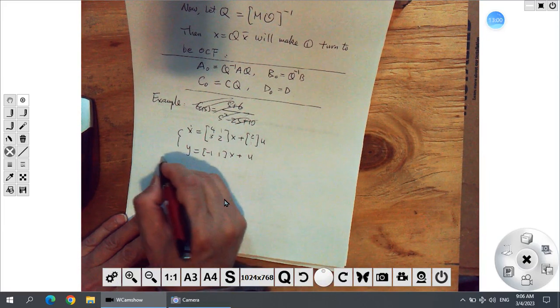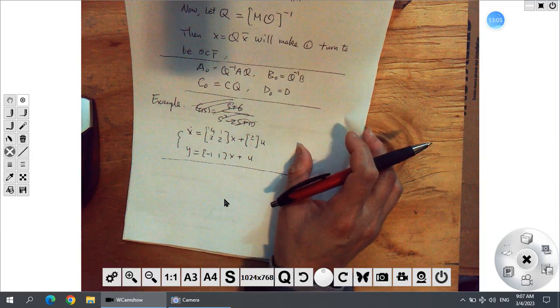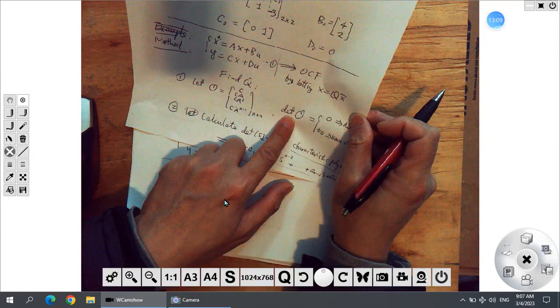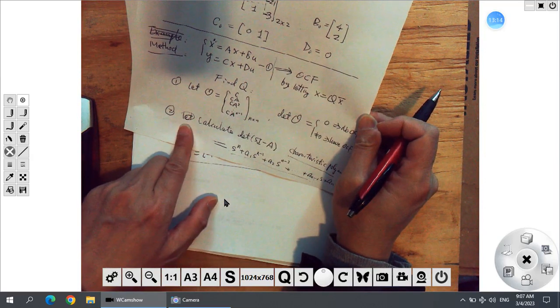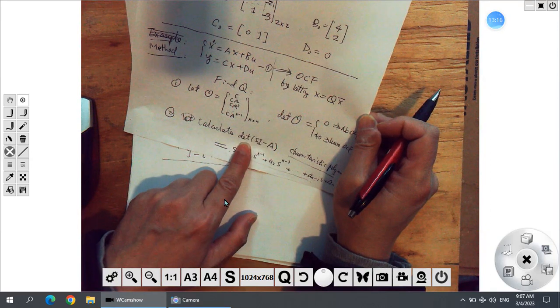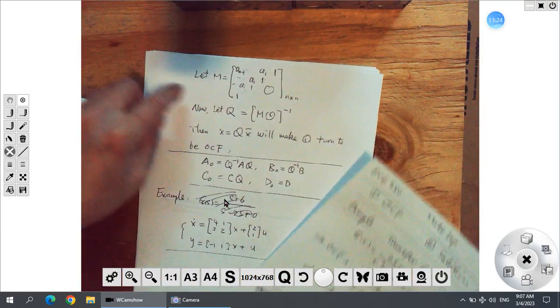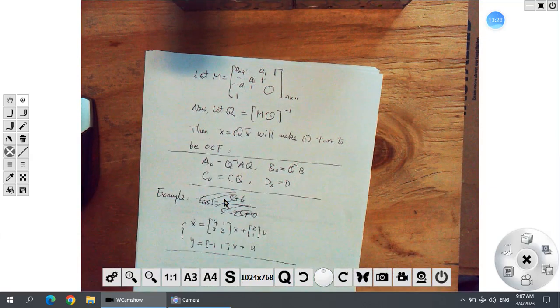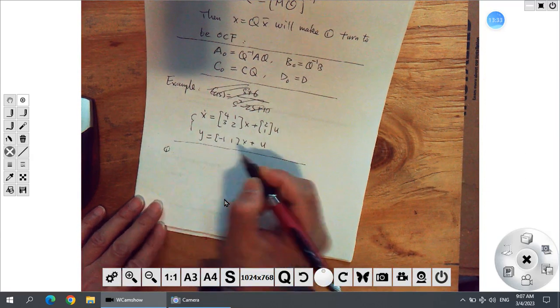Okay. Now we work. We follow the steps here. We find this O firstly. Check the determinant to determine whether we have OCF. And then if we have OCF, we calculate this determinant, get this polynomial, then we can find what M is. Then we can have Q following this.